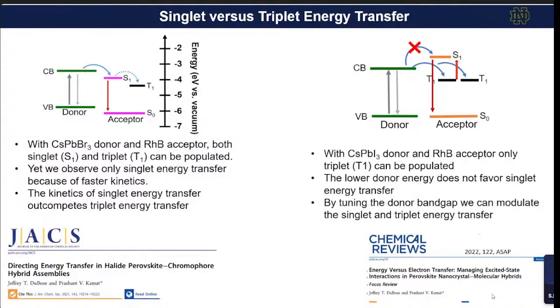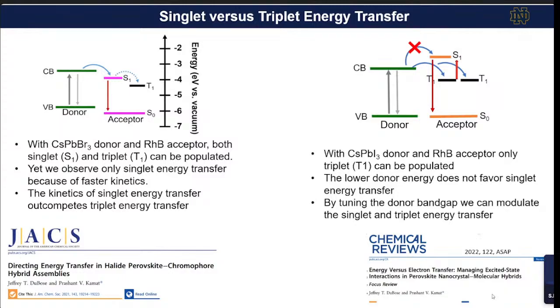Okay, to summarize this energy transfer, what I told you was cesium lead bromide donor and rhodamine B, etc. Both singlet and triplet can be populated. Yet we observe only singlet energy transfer in the case of cesium lead bromide. The kinetics of singlet energy transfer outcompetes triplet energy transfer.